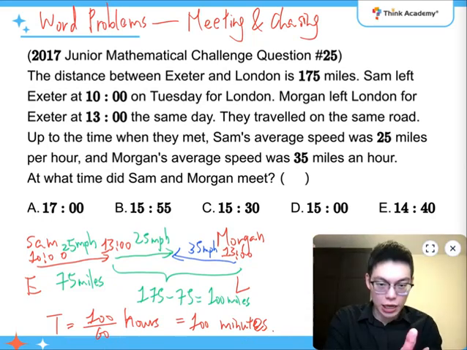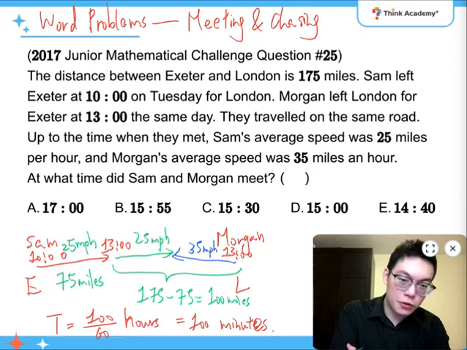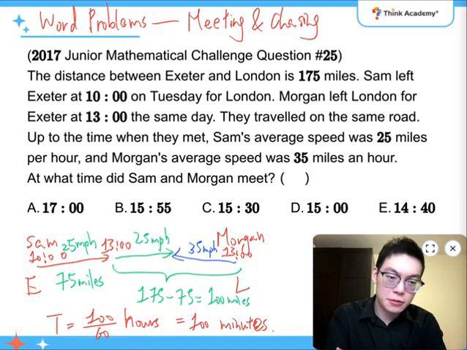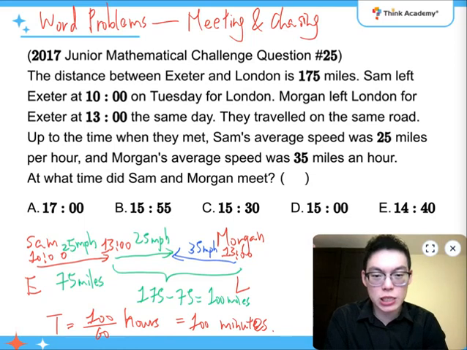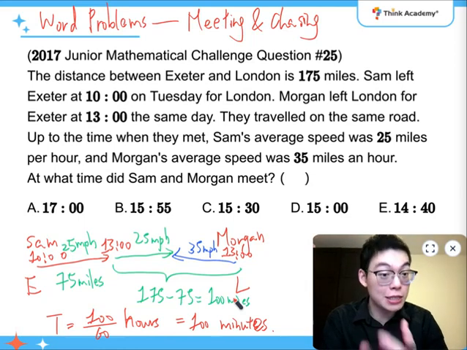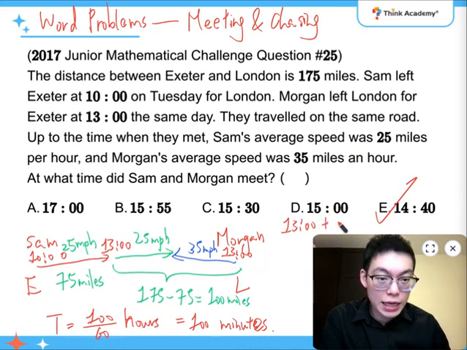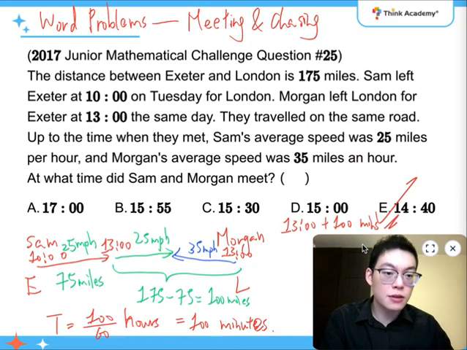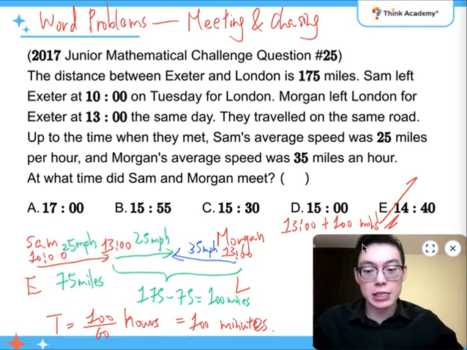And what is that time? That is the time after 1 o'clock until they meet. Which means that if I'm adding 100 minutes to 1 o'clock or 13 o'clock, the time is going to be 1440. So 13 o'clock adding 100 minutes, that is 1440. Okay, so that's everything for today's session.